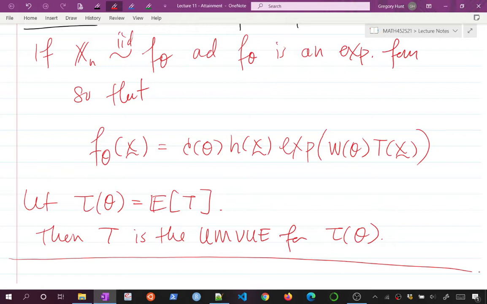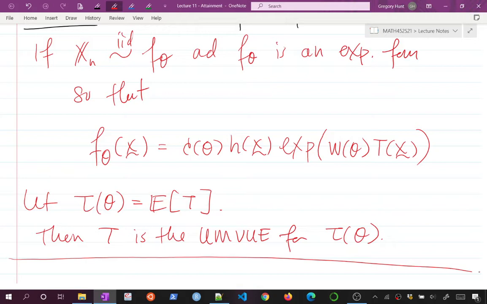Every statistic is an unbiased estimator for its expectation, definitionally. It's always unbiased for its own expectation, because all unbiased means is that it has that as its expectation. It's kind of circular. And so if you were interested in estimating that particular quantity, the best way to do it for a one parameter exponential family is to use t.